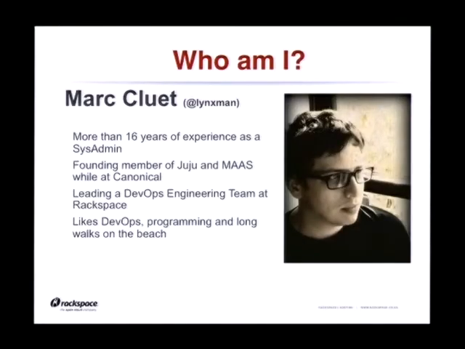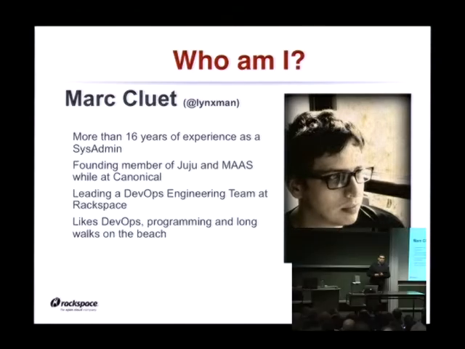I've been a sysadmin for 16 years. Done a bit of everything from racking modems to setting up networks to going to customer houses and telling how the internet works. I was working at Canonical before, where I was one of the founders of Juju and MAAS. And I'm now running a DevOps engineering team in Rackspace, in which we try to help with configuration management and all the things. I like DevOps, and I play it in my free time and walks in the beach.